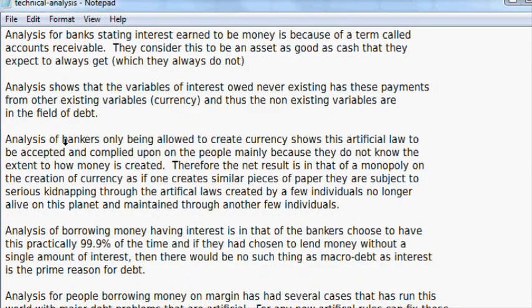Analysis of bankers only being allowed to create currency shows that this artificial law is accepted and complied with by the people mainly because they don't know the extent to how money is created. Therefore, the net result is a monopoly on the creation of currency, as if one creates similar pieces of paper, they are subject to serious kidnapping through the artificial laws created by a few individuals no longer alive on this planet and maintained through other few individuals. Basically, what I'm saying is all of these big laws pretty much occurred before 1930, and thus no one is really here for it, and the ones that are, are retired, basically.